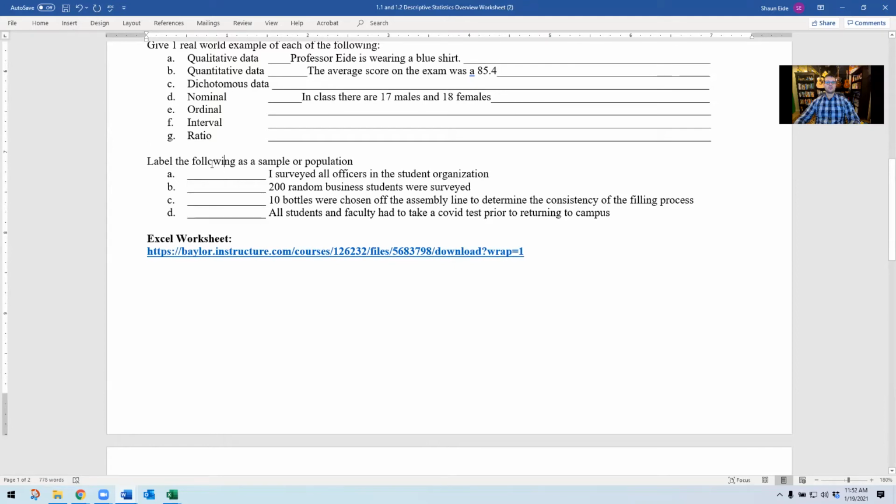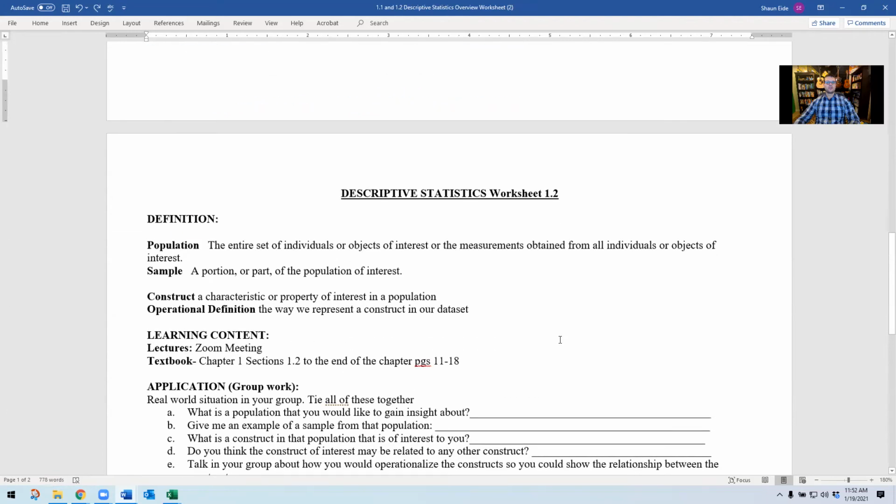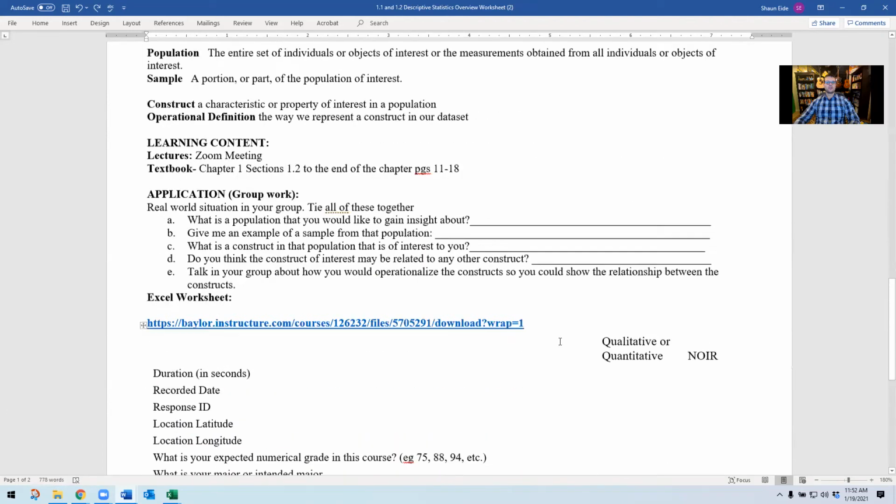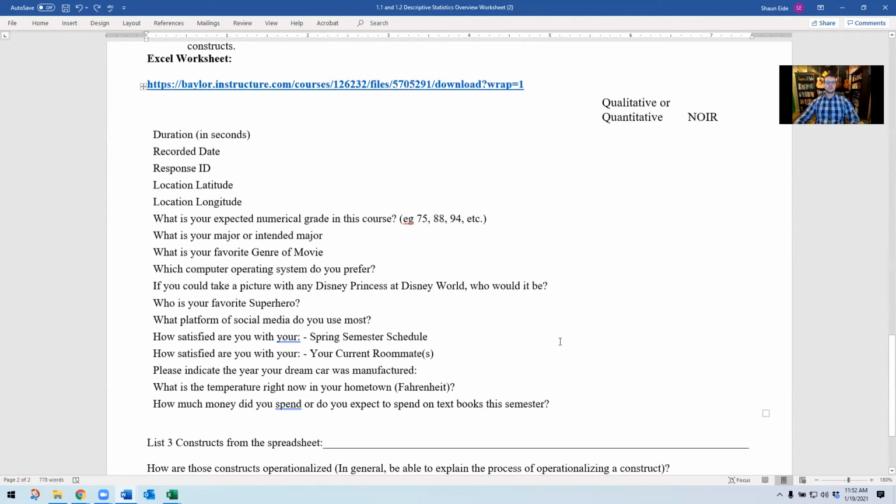Okay. Label the following as a sample or population. The big thing here is, are you taking part of the whole, or are you taking the whole? A big keyword there is the word all. So I'll tell you right now, when you see the word all, that means that you're dealing with the population. When you're dealing with part, that means that you're dealing with a sample. So that's a good little key there.